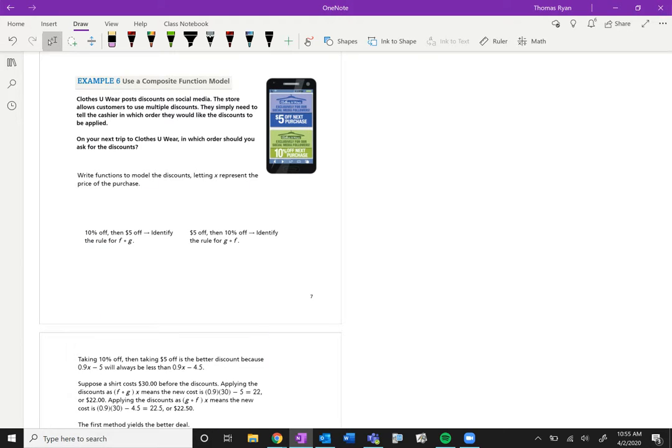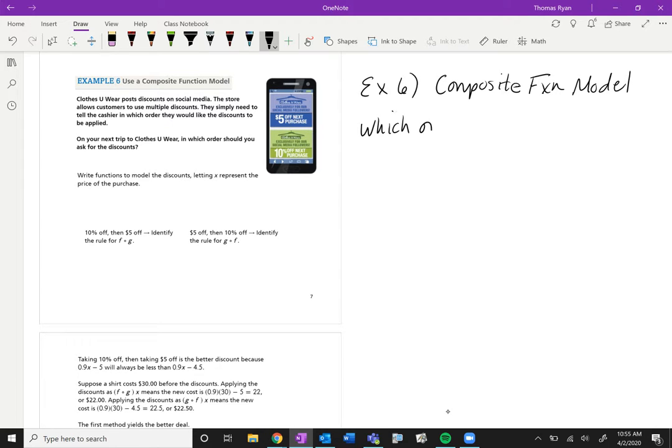Okay, so this is example 6, and we're going to use a composite. We'll just talk about a problem, a model of a composite function. A clothing store posts discounts on social media. They let you use multiple discounts, but in which order would you like them to be applied? So we're trying to figure out which order to apply the discounts.